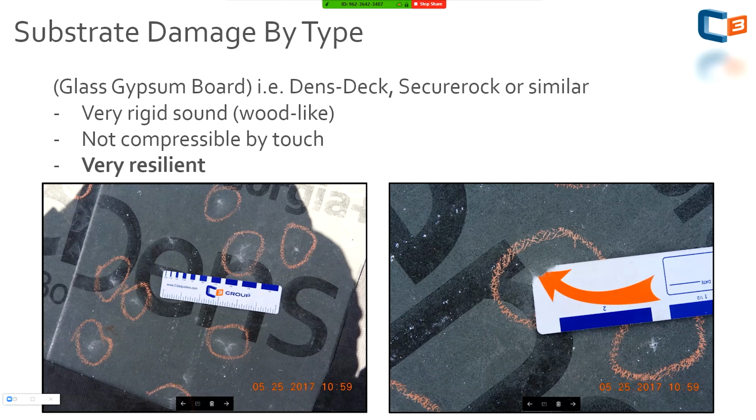So we saw adhered systems similar to ISO. What about mechanically fastened systems? So this is generally what you're going to see. This is DensDeck. Obviously, they like to print their product name all over the board. Georgia Pacific makes this, and we could feel these impact marks, right?